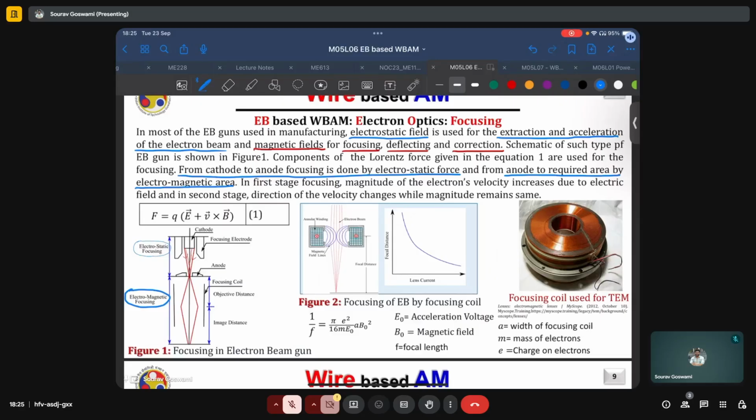In the first stage, where electrostatic focusing is dominant, the magnitude of the electron's velocity increases due to the electric field, whereas in the second stage, as the name would suggest, the direction of the velocity changes while the magnitude remains the same. So we have acceleration in both these regions. In one region, the acceleration is because of change in speed. The speed increases considerably. Whereas in the second stage, where electromagnetic focusing is dominant, the acceleration is achieved only by change of direction rather than change in speed.